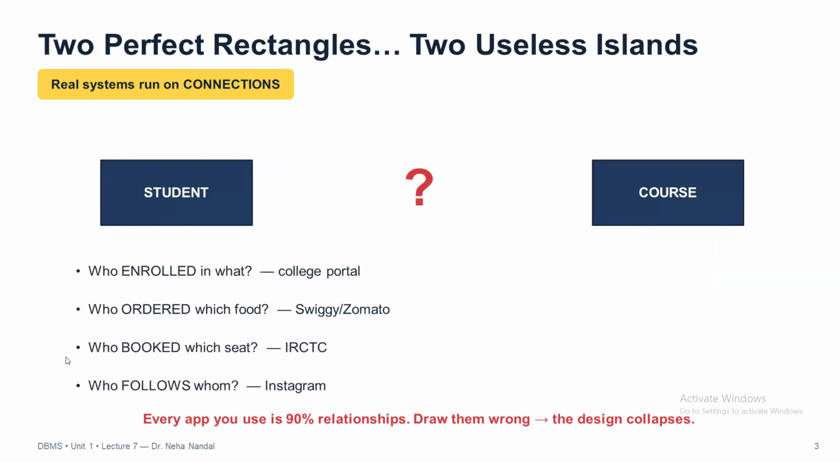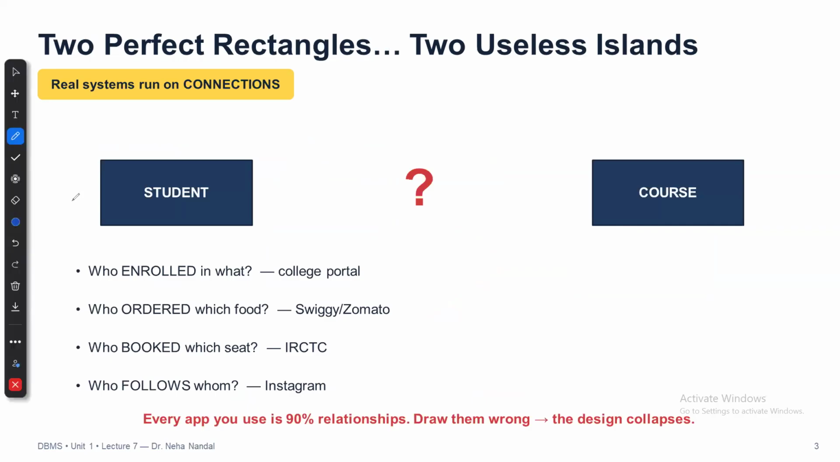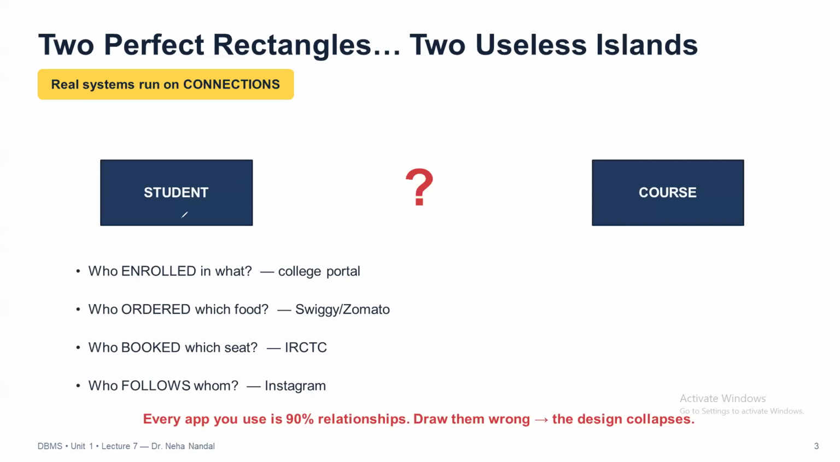So let's understand it in this way. Here is one student given to us as an entity, and another entity is given as course. Right now, they are basically looking like two useless islands. This one is sitting here, this one is sitting here. So what is the relationship between them? You have to think in that way.